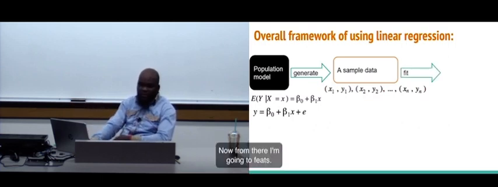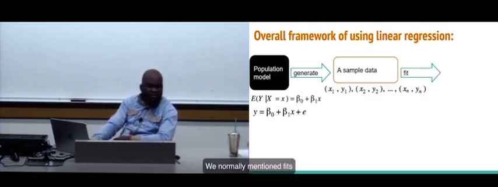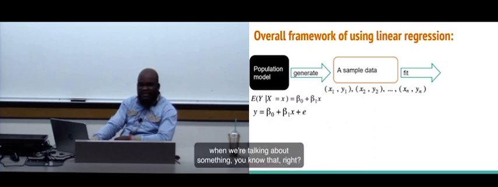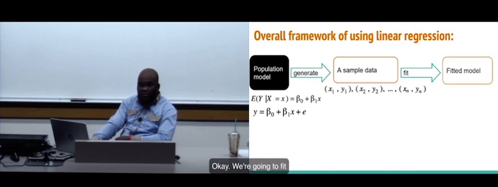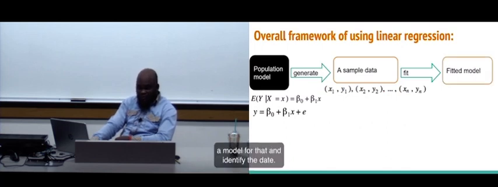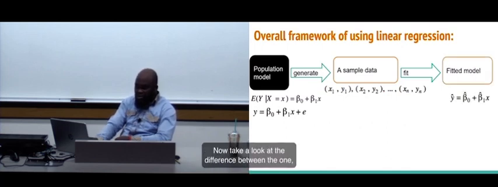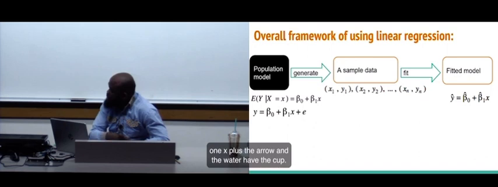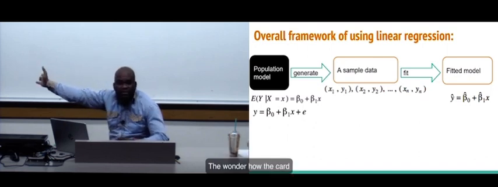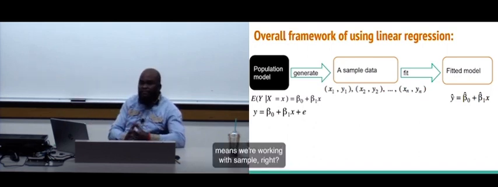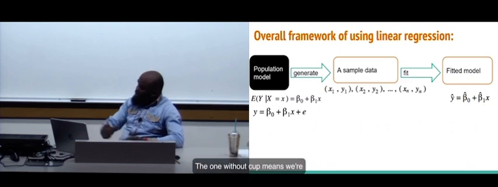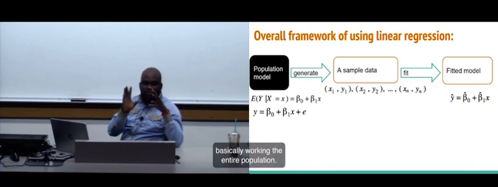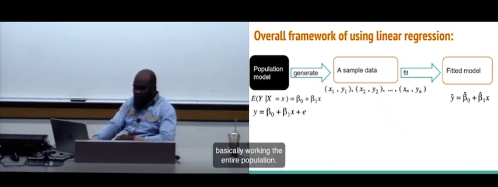Okay. Now from there, I'm going to fit. We normally mention fit when we're talking about a sample. You know that, right? Okay. We're going to fit a model for that. And at the end of the day, take a look at the difference between y equal to beta naught plus beta 1 x plus the error, and the one that has a cap. The one that has a cap means we're working with a sample, right? The one without a cap means we're basically working with the entire population.